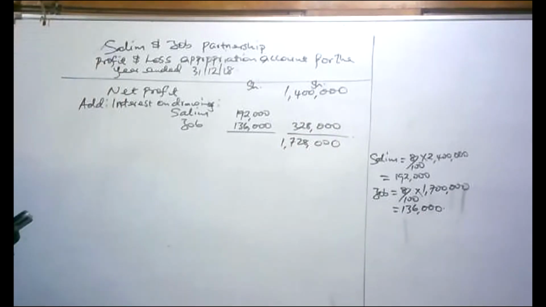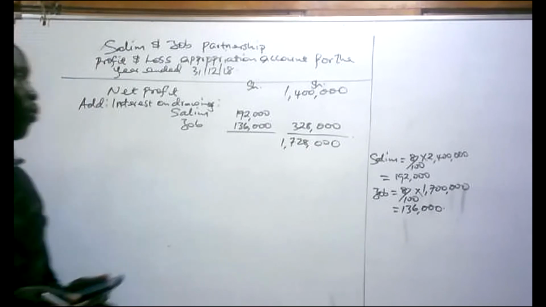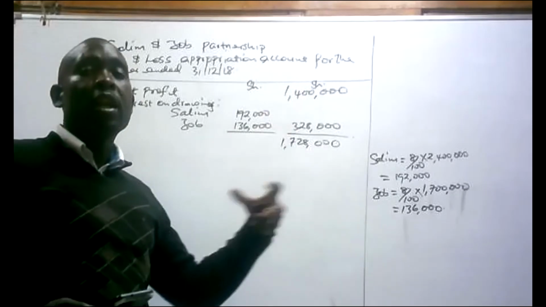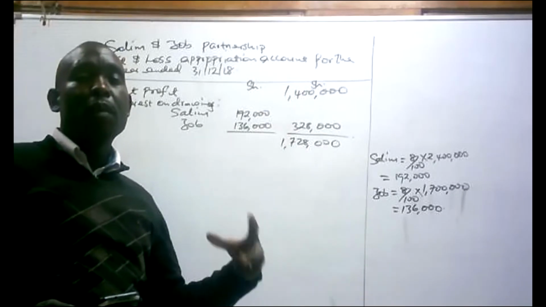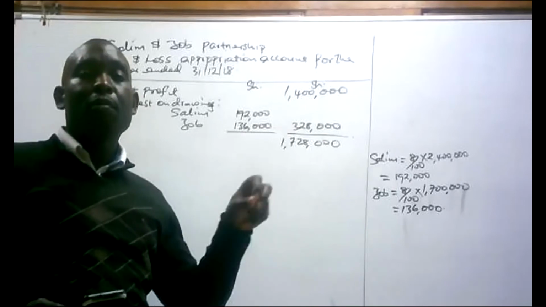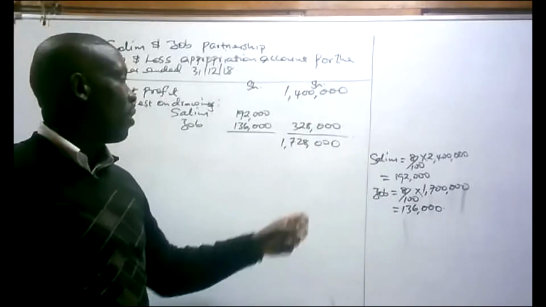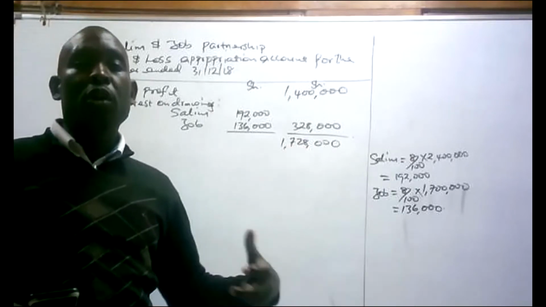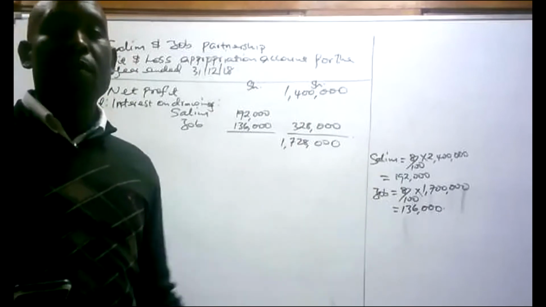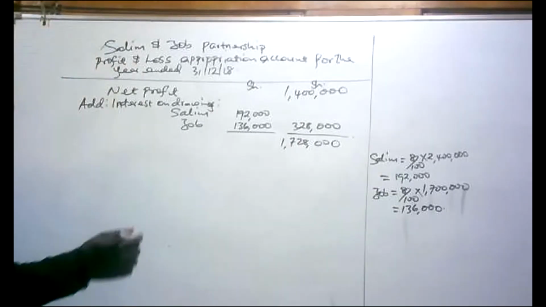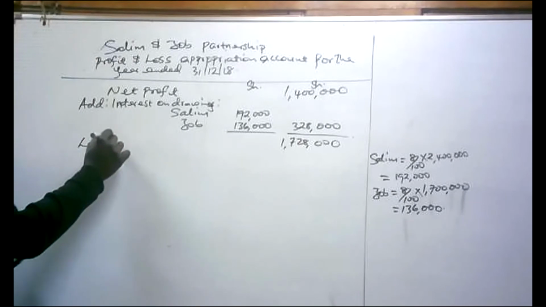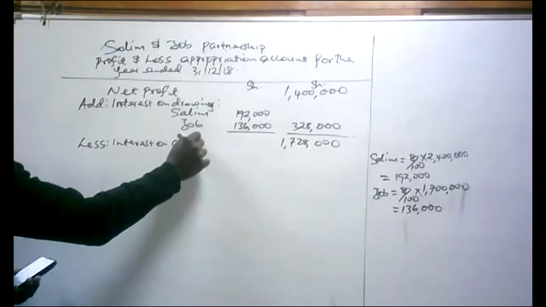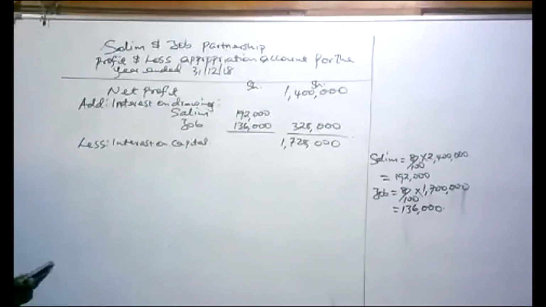Remember, this interest on drawings, we add it to net profit because it is an income to the business. When the partners pay interest, that interest is an income to the business. We add it to the net profit to get this figure. Then from this figure, we do what we call appropriation. We distribute that amount. Part of that goes to pay the partners their interest on capital.